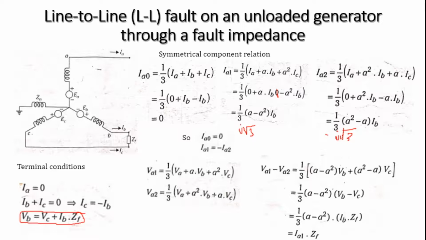So this can be written as IA1, because already we know that IA1 is equal to 1 by 3 times of A minus A square IB. Substitute this. You will get VA1 minus VA2 is equal to IA1 into ZF. So this can be written as VA1 is equal to VA2 plus IA1 into ZF. Already we know that IA0 is equal to 0, VA0 is equal to 0.